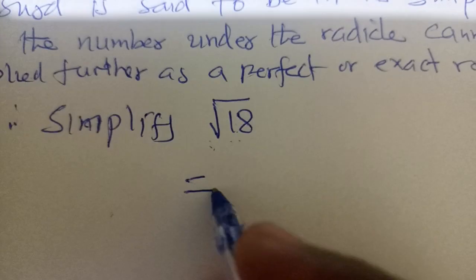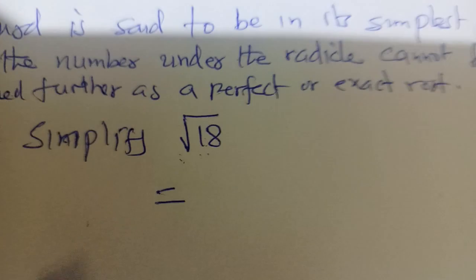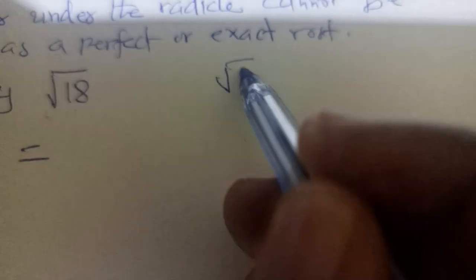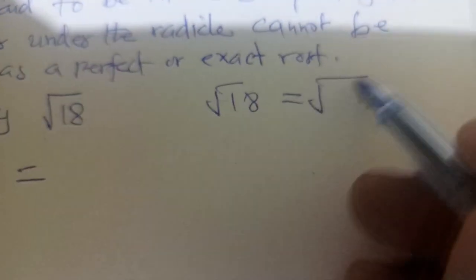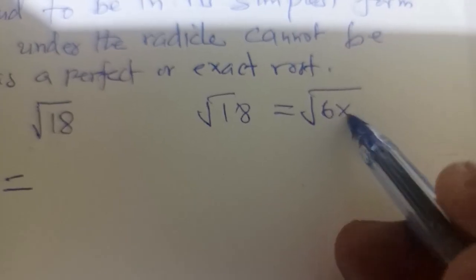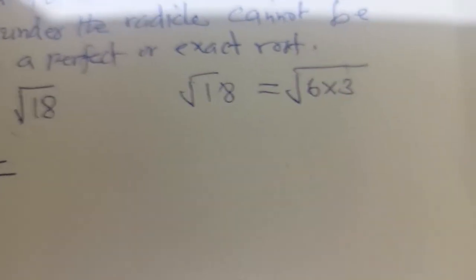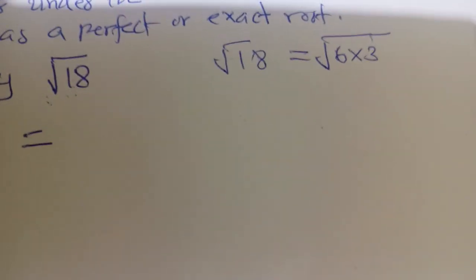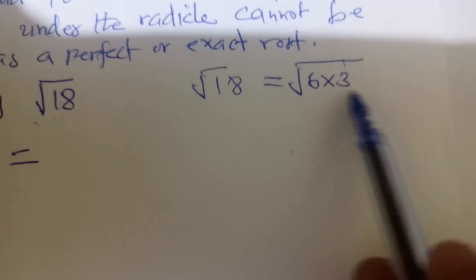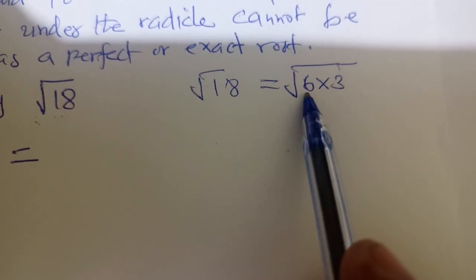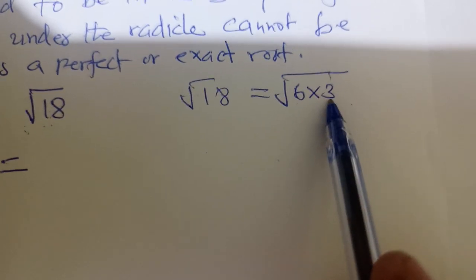For instance, in this case, we know that we can write root of 18 as root of 6 multiplied by 3. This is also root of 18. But when you look at this, 6 is not a perfect square, neither is 3 a perfect square.